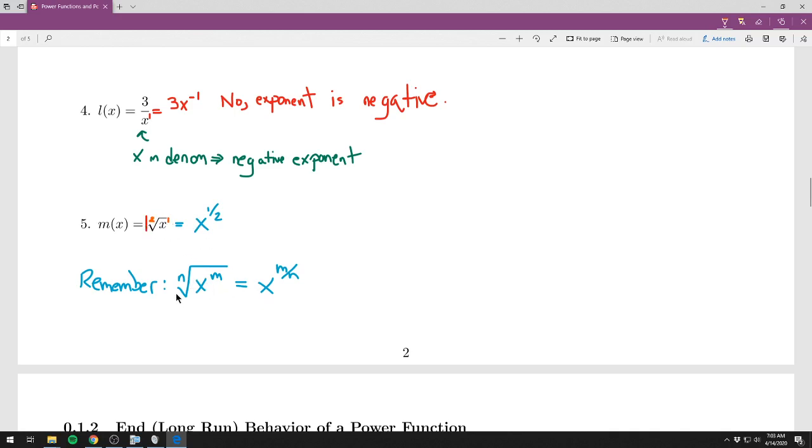So anytime you have a radical, it's a fraction exponent. The numerator is the exponent inside. The denominator is not the exponent, but the number on the radical. But this is not a power function because the exponent is a fraction, and it needs to be a non-negative whole number. So what we're going to see for the first 90% of this chapter are things built on power functions. You won't see any negative exponents. You won't see any radicals. That's not what we're studying in this chapter.